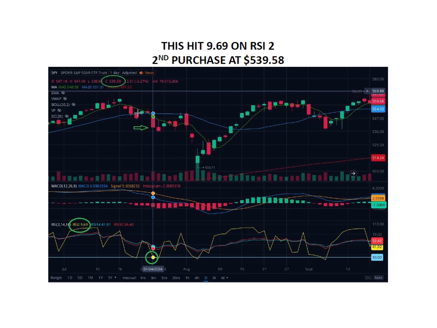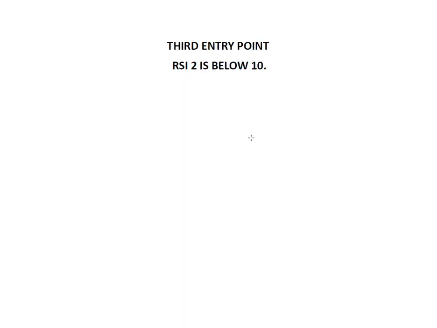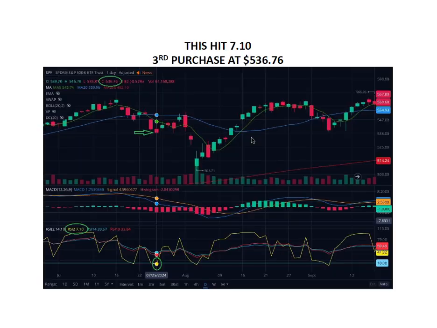But I did not buy these. Why? Because those were not, as you can see on the RSI, below the 10. This one dropped below 10. It said, for me, that's another buy trigger point. So there's my second purchase of 539.58. It again dropped below the 10 on the RSI 5 for a third purchase. Right here was our second purchase, right? Remember that one just a second ago.